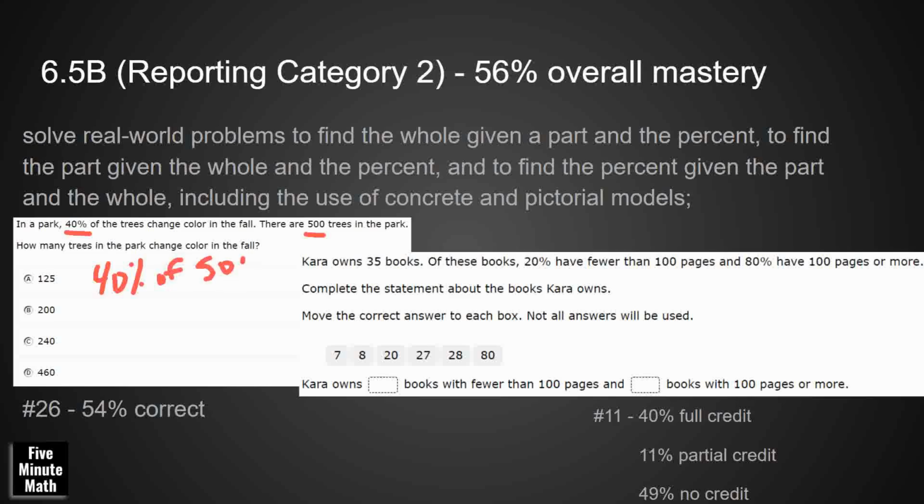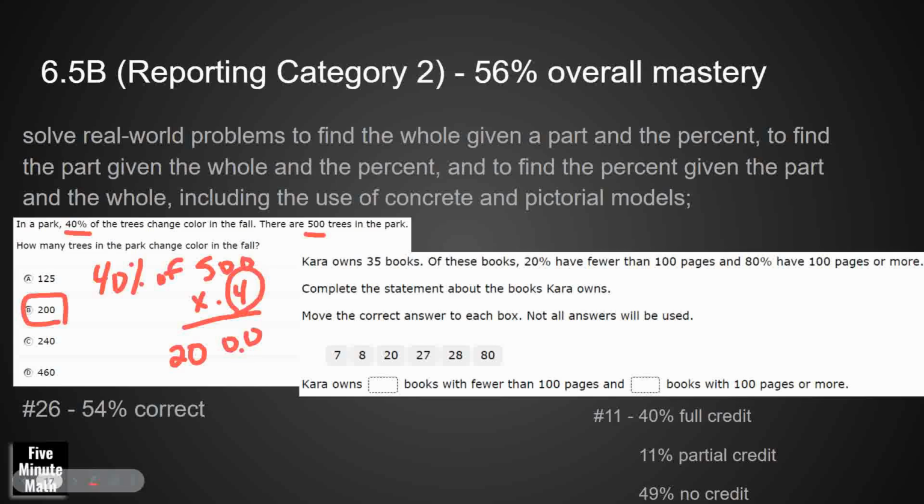Now we've got a few options here. So we could just turn this into a decimal and we can multiply, right? That's always an option. Always change your percent to a decimal and then multiply. Okay, so that's going to be 2,000. Add that one digit behind the decimal, so it's going to be 200. So that's one way to do it.